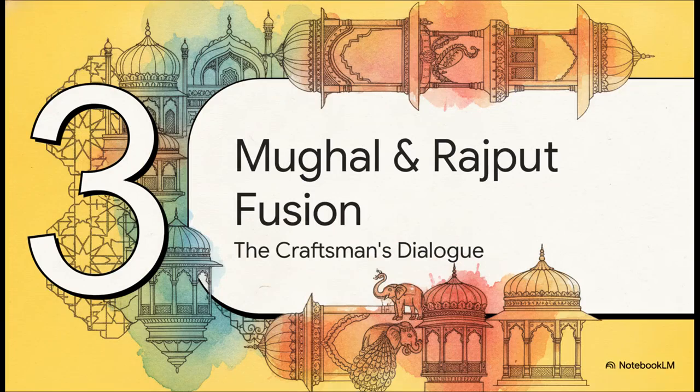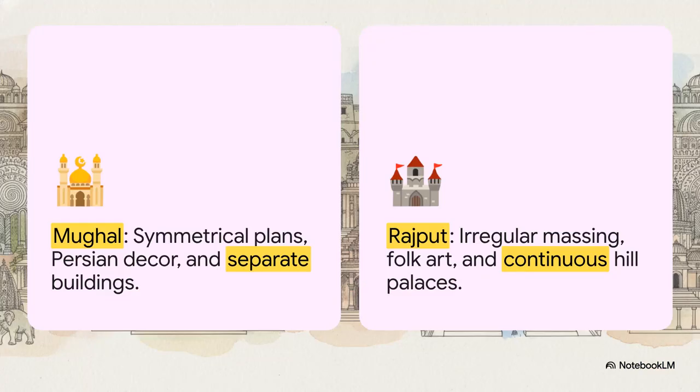All right, Section 3, Mughal and Rajput fusion, the craftsman's dialogue. This is where things get really fascinating. When we zoom in on the 16th to 18th centuries, Mughal and Rajput architectural styles look pretty different at first glance. Mughal palaces were all about perfect symmetry, Persian decorative forms, and separate pavilions inside a flat, fortified compound.